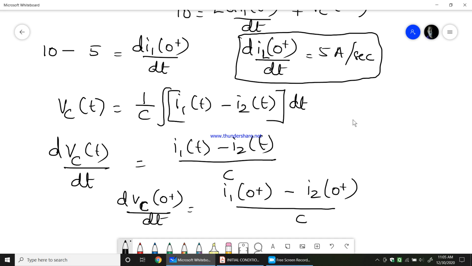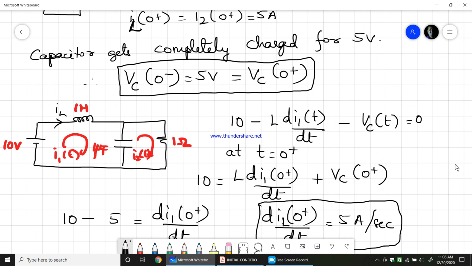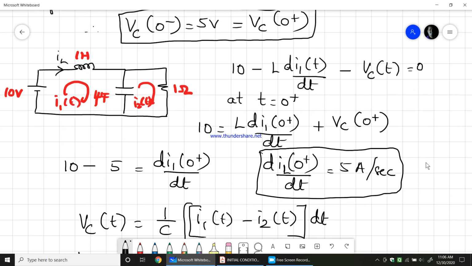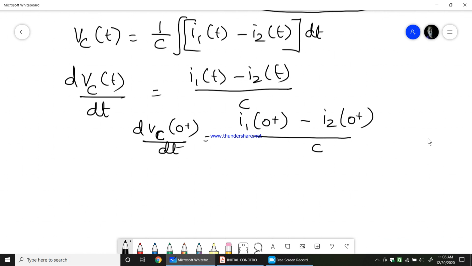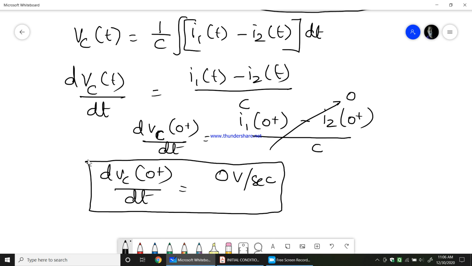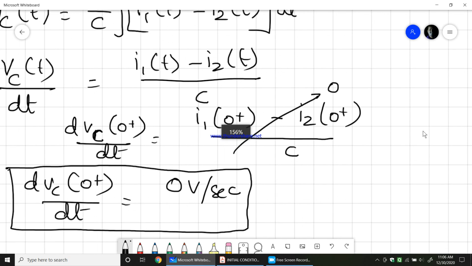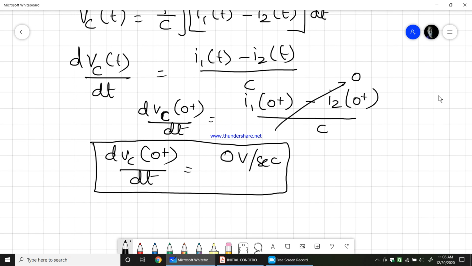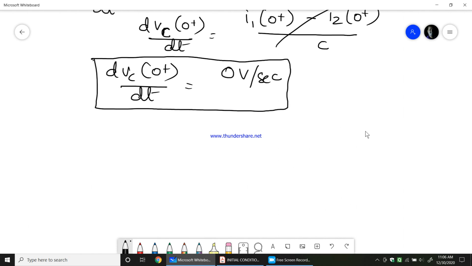We know that I1 of 0 plus and I2 of 0 plus are equal. I1 of 0 minus and I2 of 0 minus are 5 amps, so both are equal. Therefore this complete term becomes 0, and dVc of 0 plus by dt would be equal to 0 volts per second. Now we found the first derivative of the voltage and the first derivative of the current IL. Now we need to find the second derivative of these two parameters.